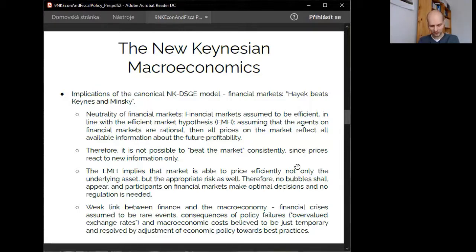What's also one of the features of the new Keynesian macroeconomics, especially of the pre-crisis consensus before the Great Recession, was that there was only a weak link between finance and the macroeconomy. Financial crises were assumed to be very rare events, merely consequences of policy failures, such as overvalued exchange rates in emerging markets, and the macroeconomic costs associated with those crises were believed to be temporary, and that they could be resolved by adjustment of economic policy towards best practices.